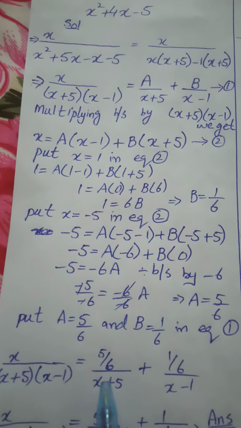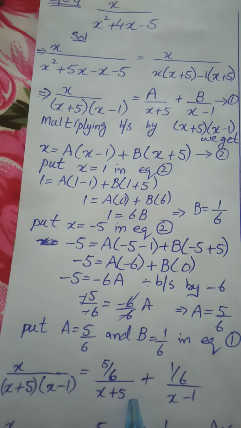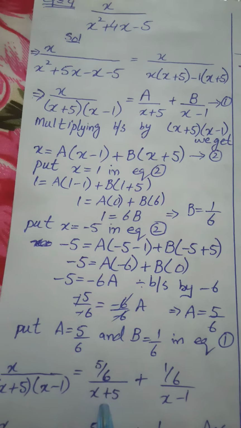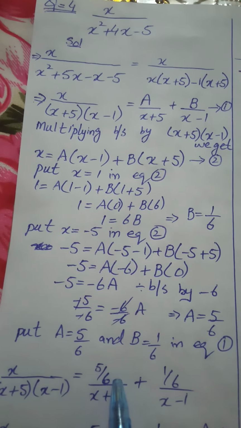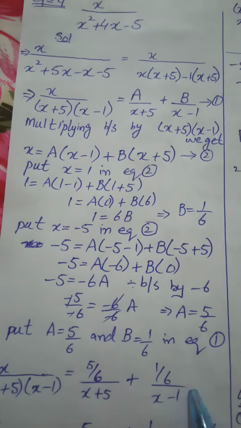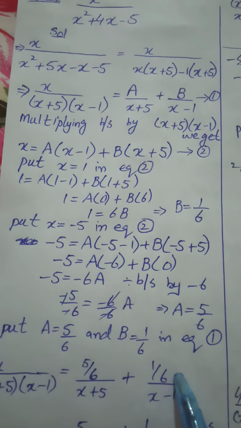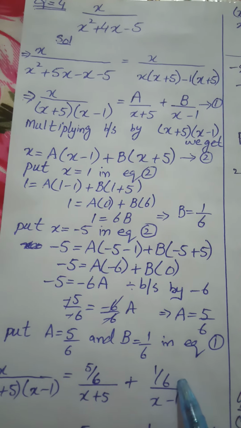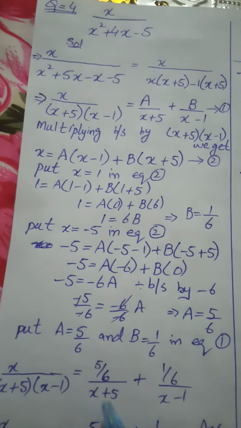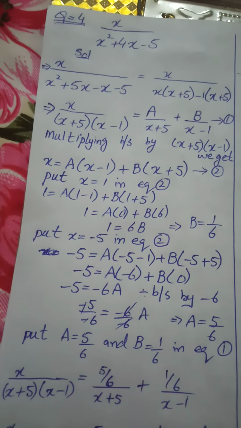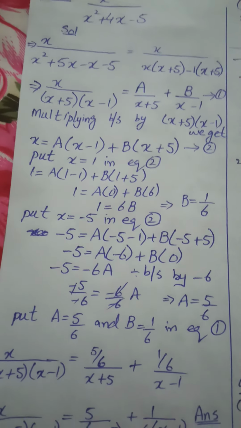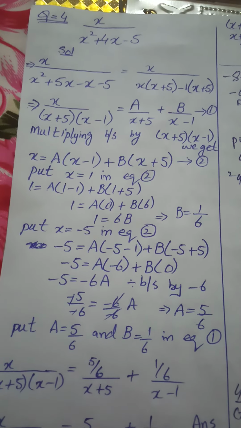Now this 6, when we move it to this portion with x plus 5, it will become 6 into x plus 5, multiplied with 6. Similarly, when we move this x minus 1 to this portion, it gives us 6 into x minus 1, and x minus 1 will be multiplied with 6. Now this will be the required portion, 6 into x plus 5 is this part, and similarly 1 into 6 to x minus 1 will be this portion. This is the solution of question number 4.